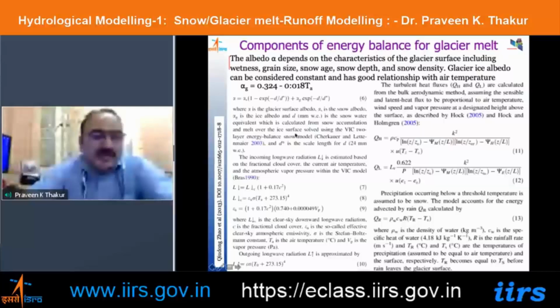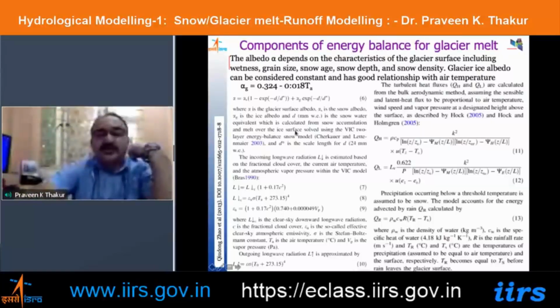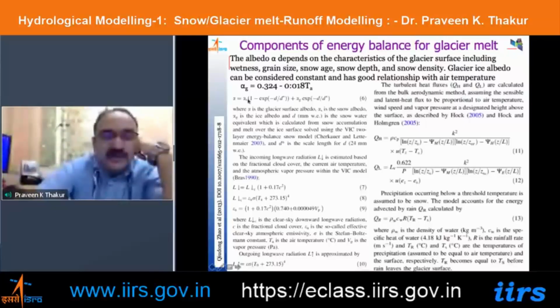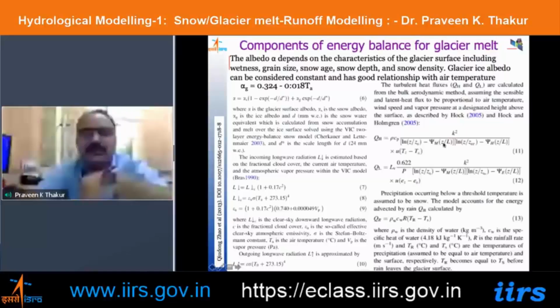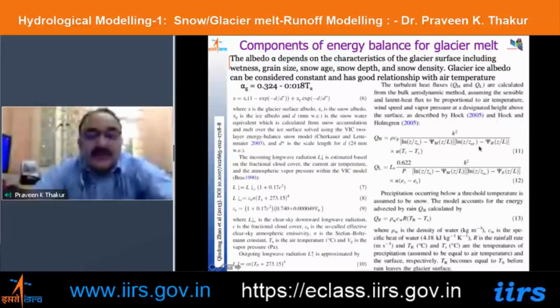The incoming and outgoing short wave radiation is a function of the surface albedo only, so directly you can calculate it. The incoming long wave radiation is calculated as a function of cloud cover and also a function of emissivity. This emissivity is a function of vapor pressure, and the outgoing long wave radiation is a function of emissivity and temperature. Similarly, the sensible heat flux QH and latent heat flux QL are functions of the roughness length as well as the stability functions for snow or ice and for the air, plus the wind velocity.